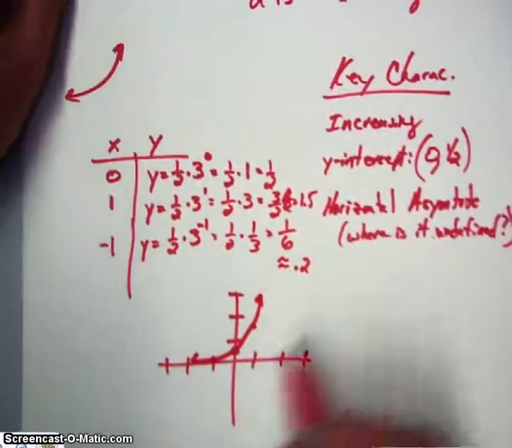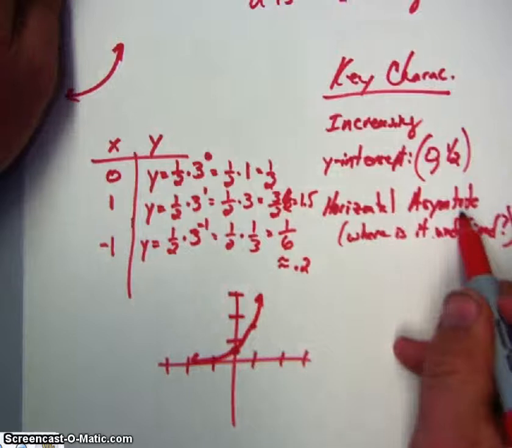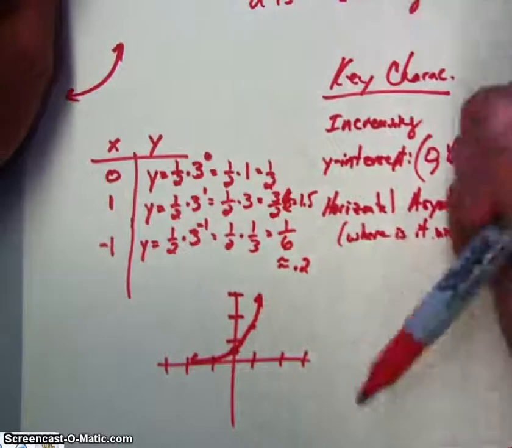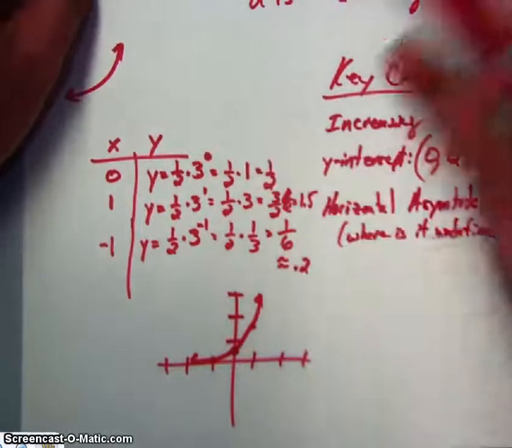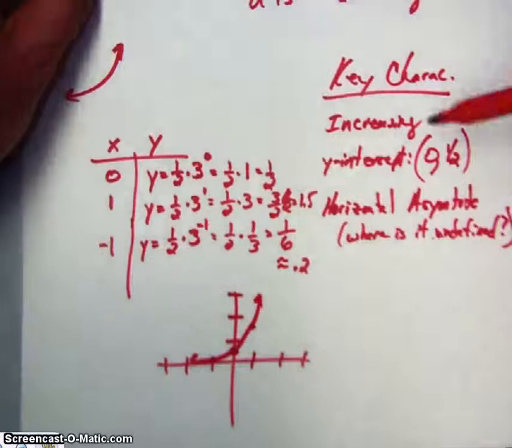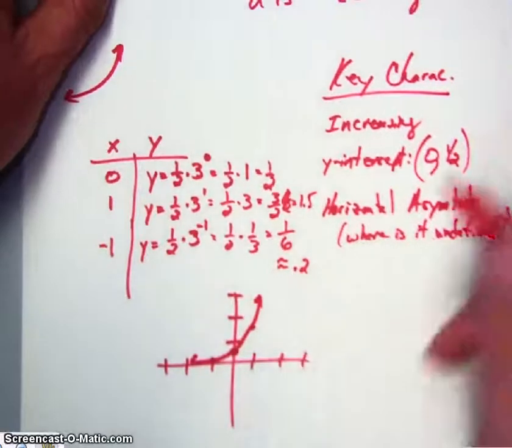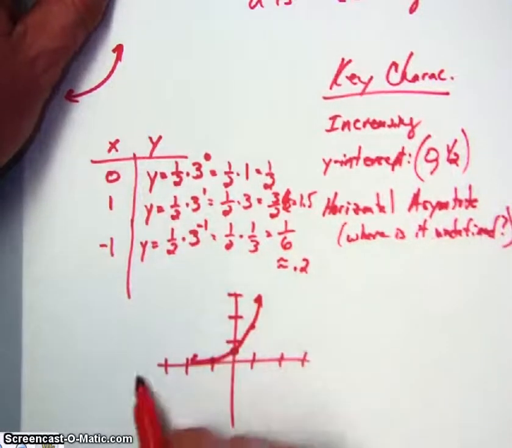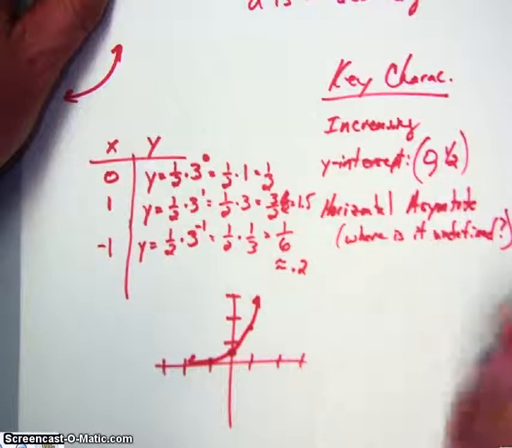So my horizontal asymptote. For most cases that you will come across in this section, as of right now, we're looking at the basic introduction of exponential functions, the horizontal asymptote will always be the x-axis.